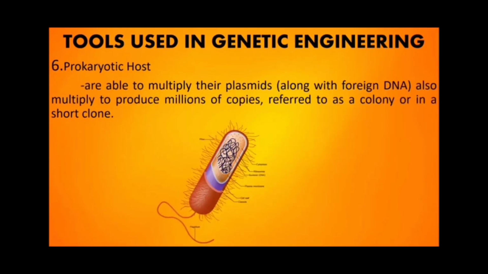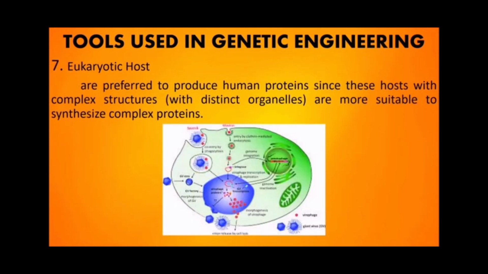The sixth tool used in genetic engineering is the prokaryotic host. These are able to multiply their plasmids along with foreign DNA, also multiplying to produce millions of copies, referred to as a colony or in short, a clone. The seventh tool used in genetic engineering is the eukaryotic host. These are prepared to produce human proteins since these hosts with complex structures with distinct organelles are more suitable to synthesize complex proteins.